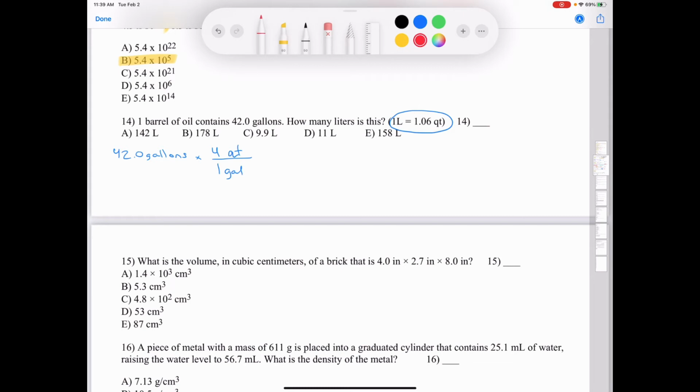And so if I was to multiply 42 gallons by 4, I would actually end up with the number of quarts. But that's not what we want to have.